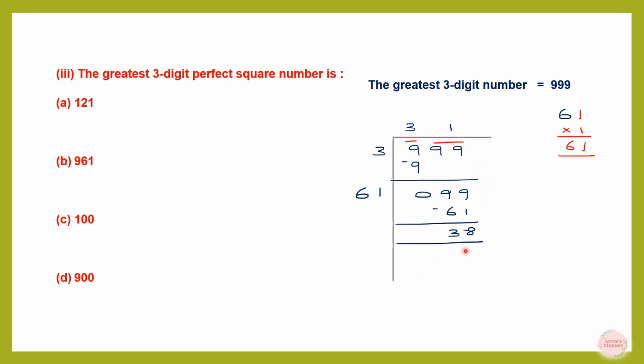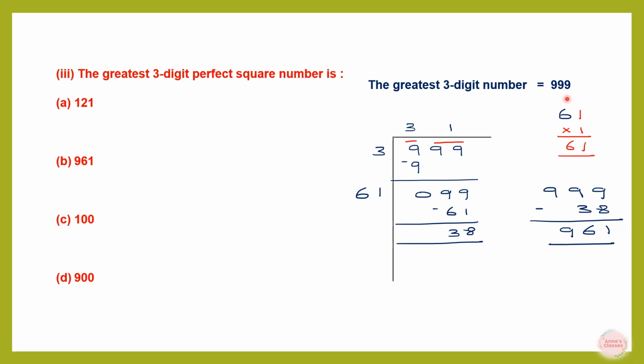So what we're going to do is we're going to take the highest number 999 and subtract the remainder from it. So 999 subtract the remainder 38. Let's see, 9 minus 8 is 1. 9 minus 3 is 6 and 9. Now we have a number which is a perfect square.